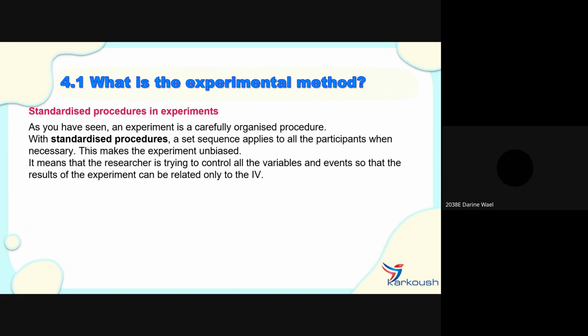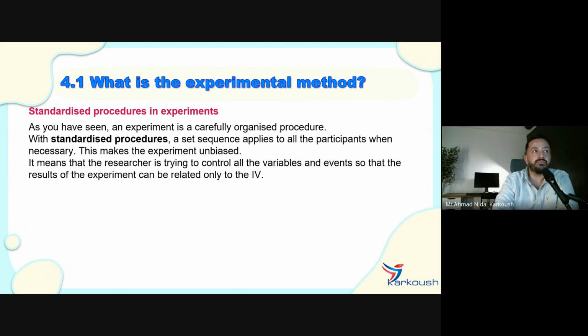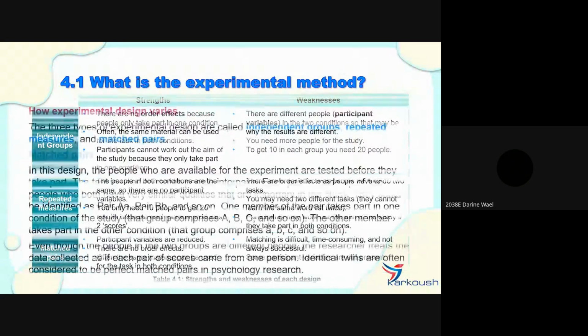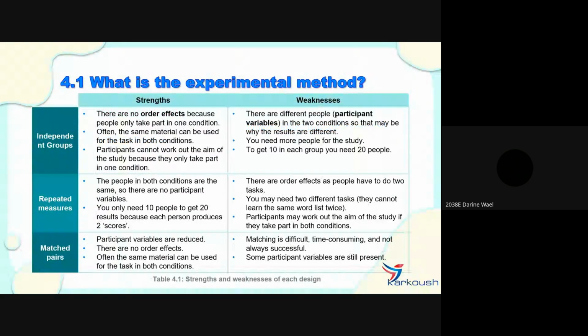I have a question about the independent groups. Sure. Do we pick the people in the groups depending on gender, age, and so on, or do we pick them randomly?